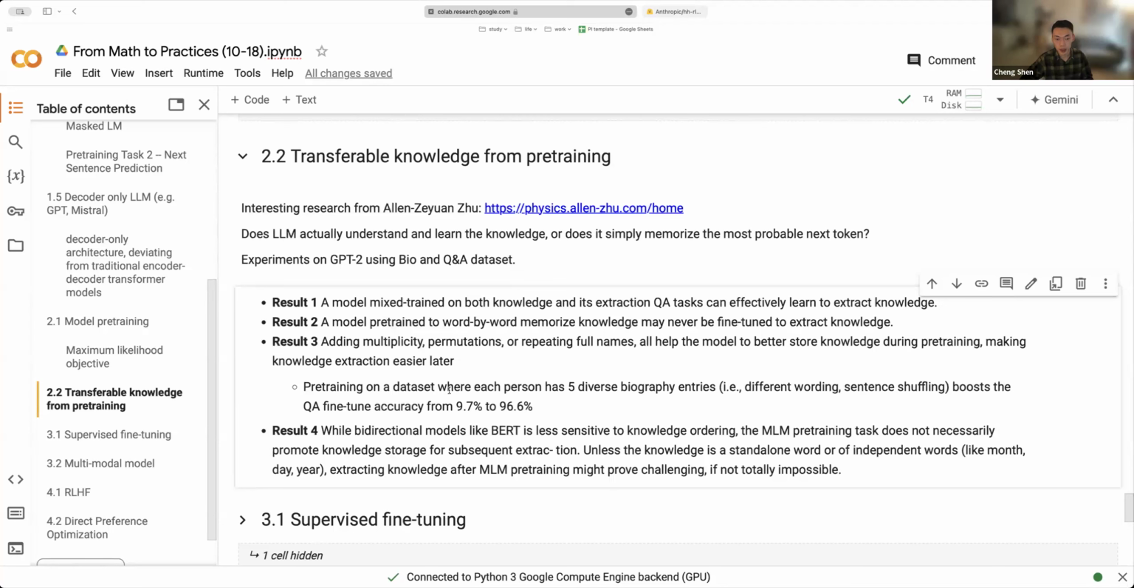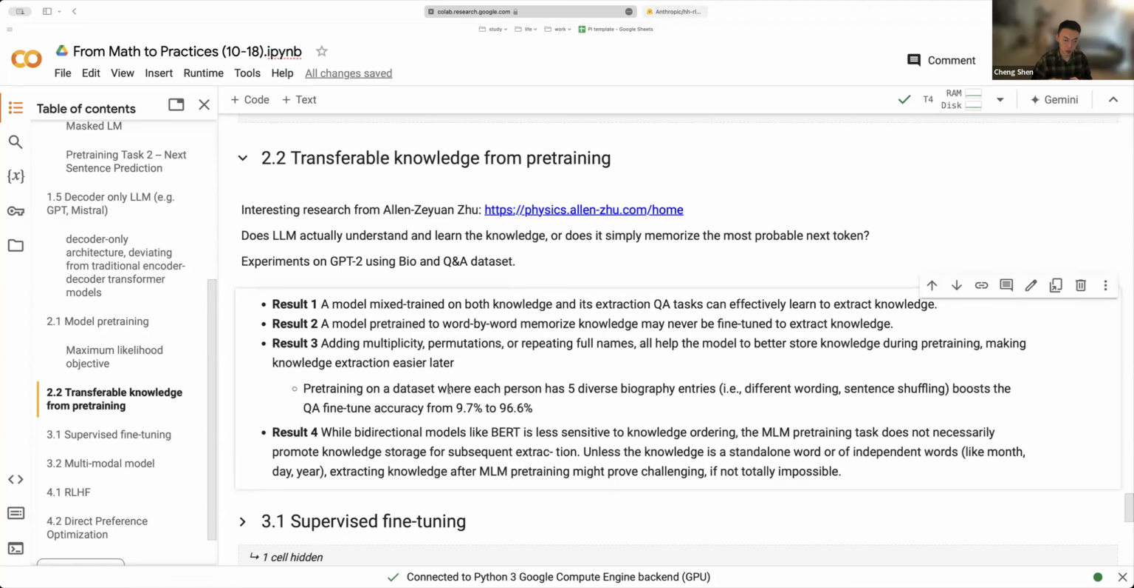So if the model has only seen the biography of each person only once, then the Q&A accuracy is only 9.7%. It's really low, 10%. But if there are some augmentations added to this biography, like for every person, we reorder the sentences, we do some paraphrasing, and for each person, we have 5 different biography texts, and we use it to pre-train the GPT-2 model, then the QA accuracy would be boosted from less than 10% to 96.6%.